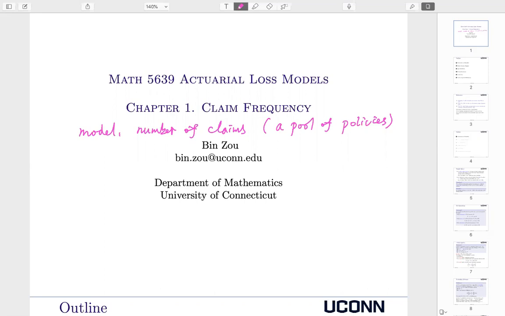But anyway, we will know the subject of study, and what we are trying to consider is the number of claims for the subjects. Okay.